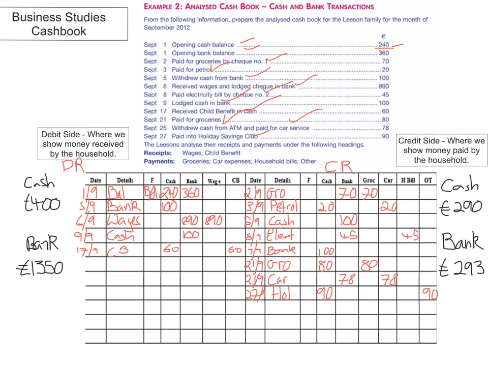So the next thing you've got to do is look and see which one is the biggest, okay? So which side is the biggest for cash? You've got 400 and you've got 290. So the biggest one is going to be the cash, 400. The next one you look at is the bank. So you've got 1,350 and you've got 293. So the biggest one here, you can clearly see, is going to be the debit side again. Now what we need to do is minus the two cashes from each other and get the difference, and minus the two banks from each other and get the difference.